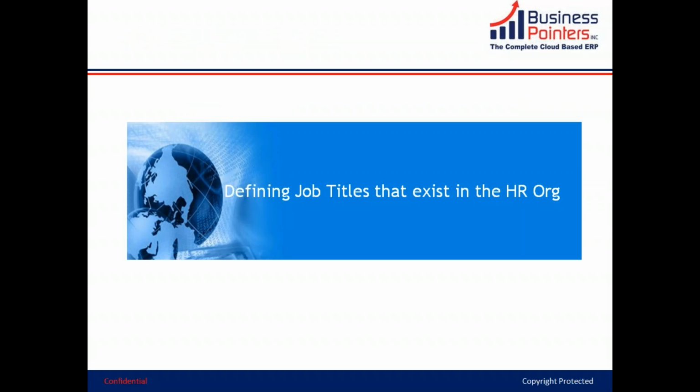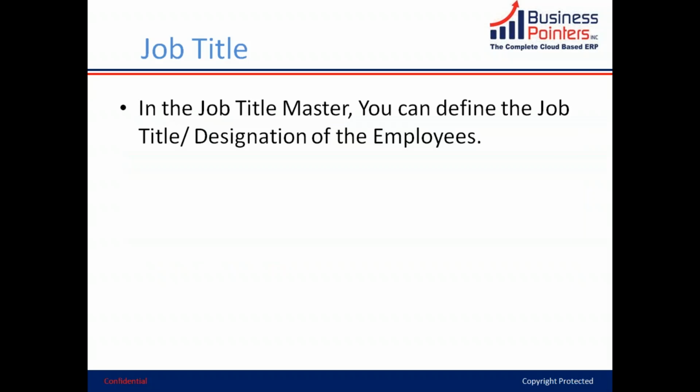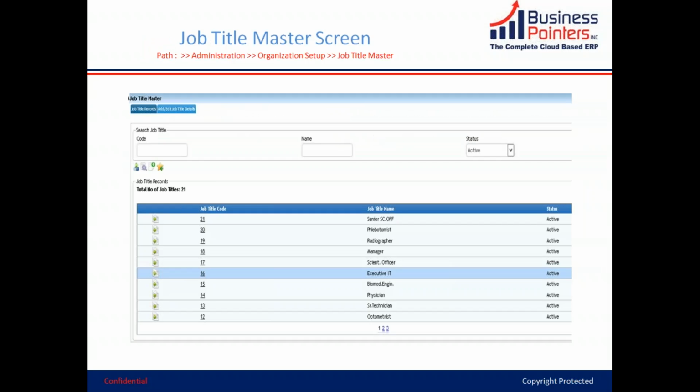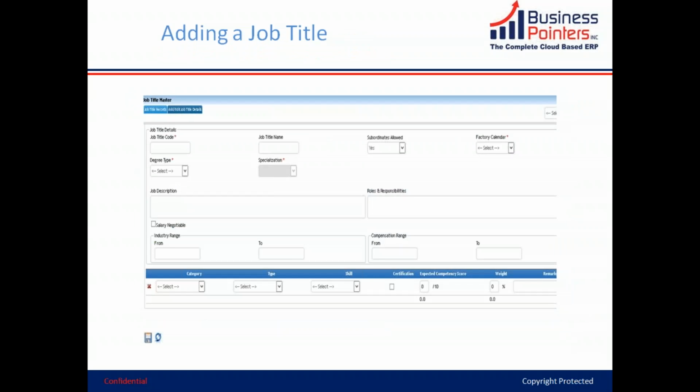Now, defining job titles or designations into the system. So here, if you see here, we have the list of job titles. Now, you can add different types of job titles here, so senior technician, phlebotomist, radiographer, manager, accounts head, sales manager, sales associate, depending upon the different types of job titles in your organization. You can go ahead and define the job titles in the job title master. Now, job title master, this is how you add a job title.